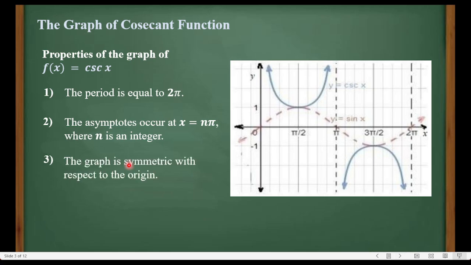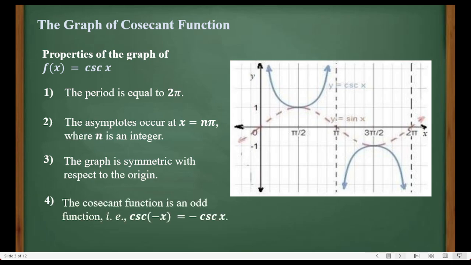The graph is symmetric with respect to the origin. And for the fourth property, the cosecant function is odd. Again, the reason the function is odd is because if we replace x by negative x, the value of the cosecant function will change from positive to negative.